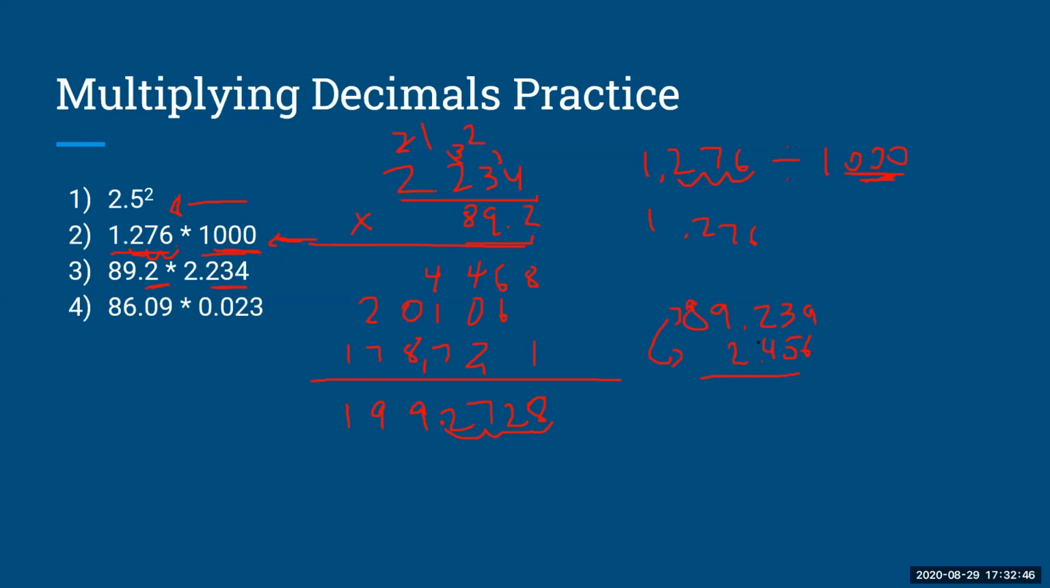And you just multiply this out normally. And then so you have 6 decimal places. So make sure at the product, you count 6 places from the right. That should be right, Jenny. Yep, that's right. Yeah, 2.5 squared is just 2.5 times 2.5. So this has 2 decimal places. So your answer should have at least 2 decimal places in it. 6.25.